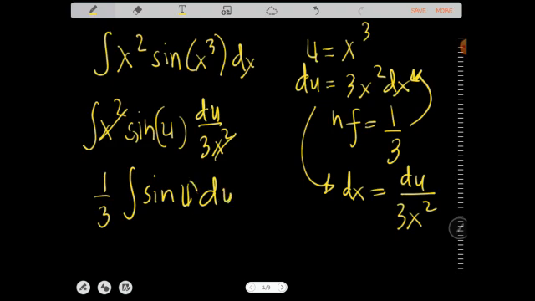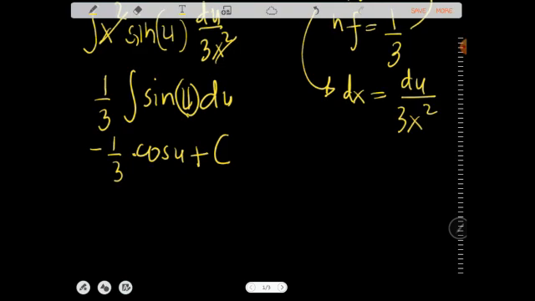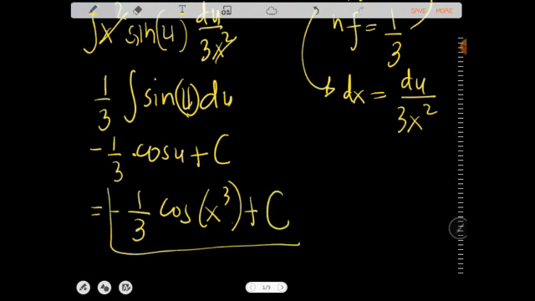Okay? So, ang integral ng sin u is negative cosine u. So, meaning, pwede kong ilabas dito yung negative 1/3 times cosine u plus the arbitrary constant c. And palitan natin yung value of u. This would be equals to negative 1/3 yung cosine of a quantity x cubed plus the arbitrary constant c. So, this would be now the answer.